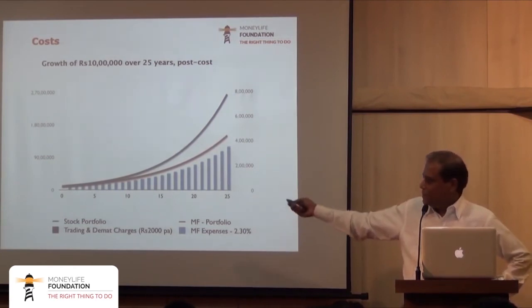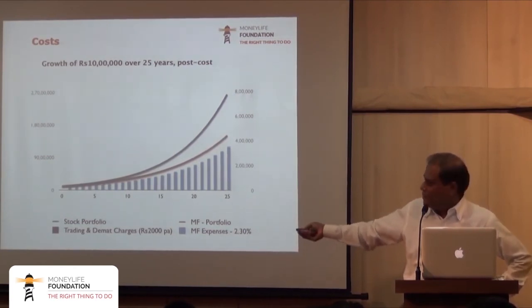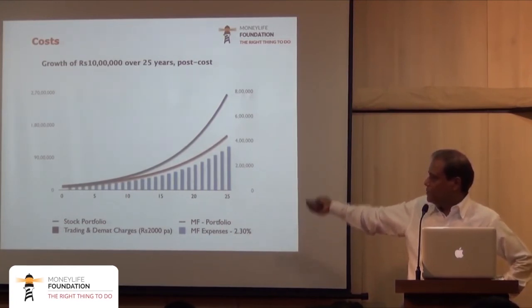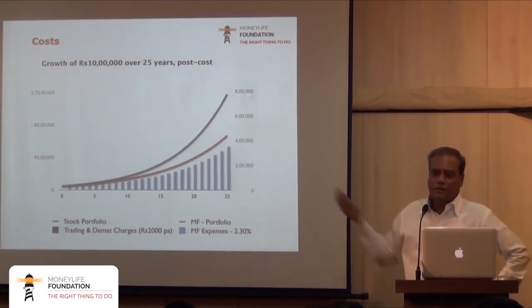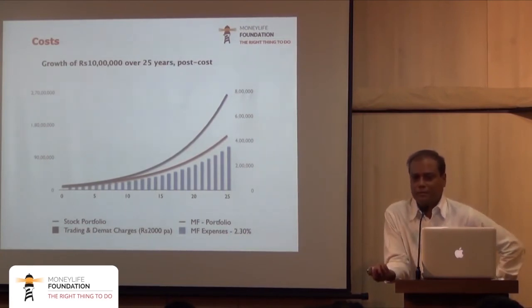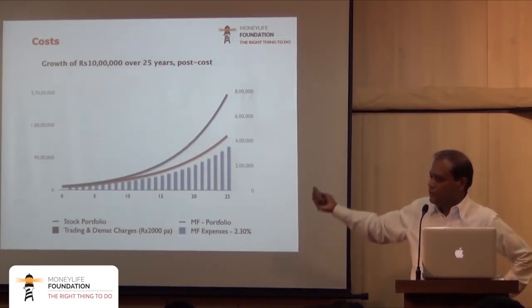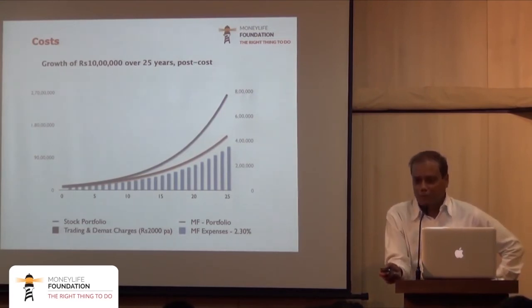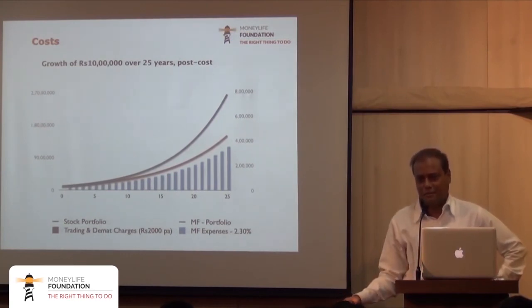There are 4 legends there. Stock portfolio, how much is the value? Mutual fund portfolio, how much is the value? Trading and demat charges, mutual fund expenses. I have only 3 on the chart. Where is the 4th one? So the 2 portfolio values are there, mutual fund expenses are there, but the 4th one, which is trading and demat charges, just doesn't register in the chart. It is so little.